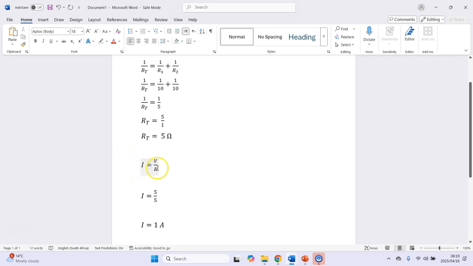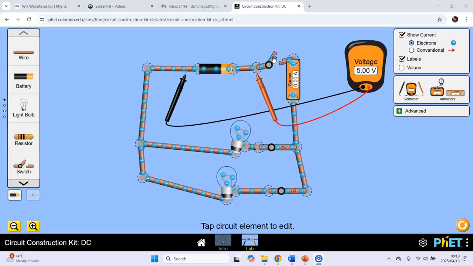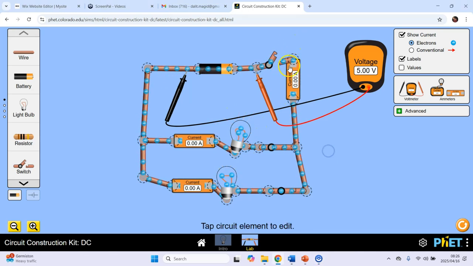Now we can work out the current as volts divided by resistance. Remember, the cell was 5 volts and the total resistance is 5 ohms, which gives us a total current in the circuit of 1 amp. We're going to close the switch and we're going to see that the current in the circuit is in fact 1 amp.